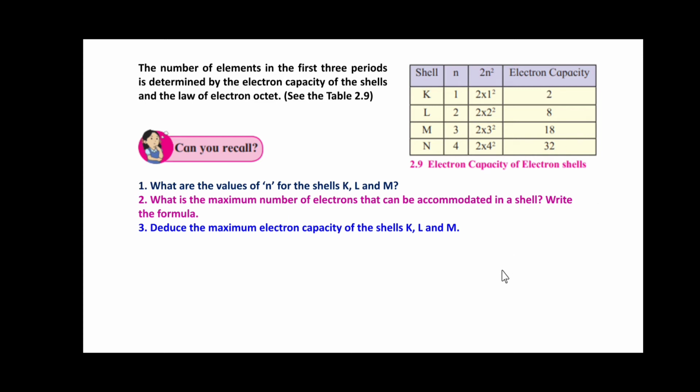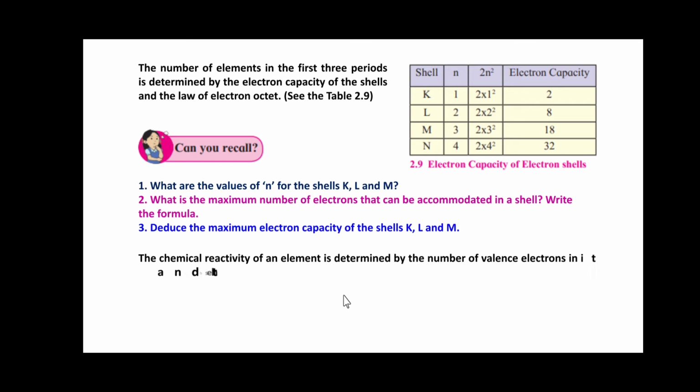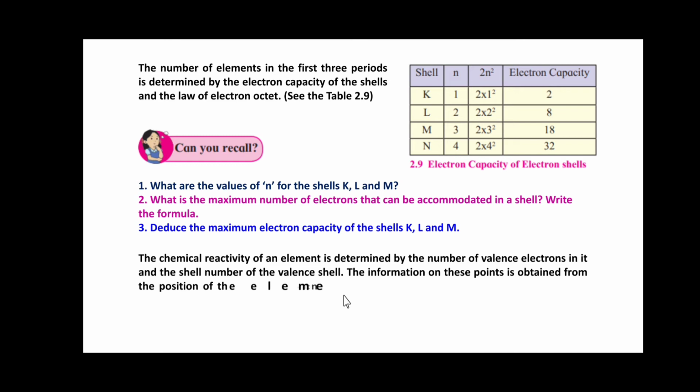So friends, one more question that we are going to discuss over here; before going to this, we are also going to see the different periodic trends. Here you will find that the chemical reactivity of an element is determined by the number of valence electrons in it and the cell number of the valence cell. So friends, the information on these points is obtained from the position of the elements in the periodic table. That is, the modern periodic table has proved useful for the study of the elements.